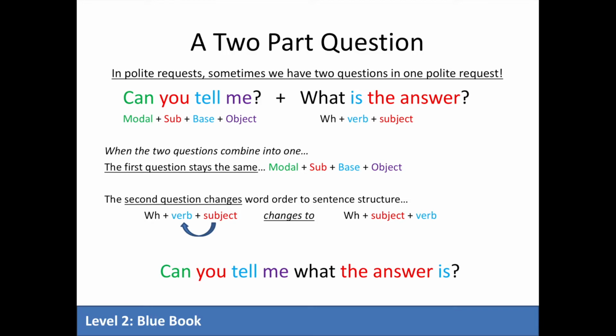Now, when we make polite requests, sometimes we have two questions in one request. Again, in a two-part question, the first question stays the same. We have modal plus the subject, then the base verb, and then the object. However, in the second question, the word order changes a little bit to sentence structure. So this means the verb and subject will switch. For example, the questions, can you tell me, and what is the answer, become a polite request and are combined as follows. Can you tell me what the answer is?